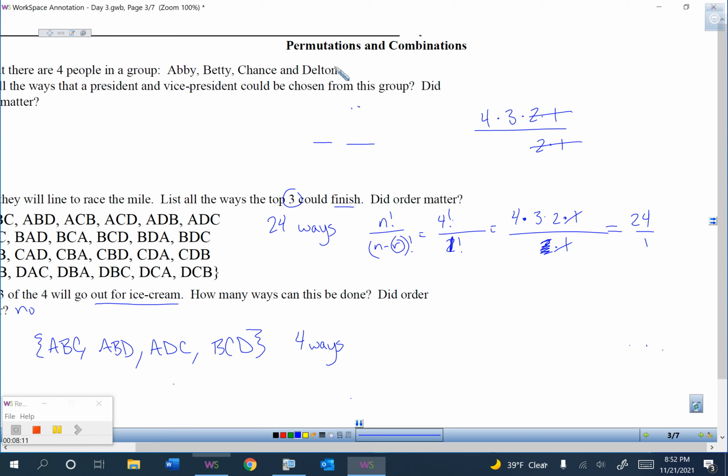Similar here, we'll see those cross out. There were 3 choices to be made, 4 times 3 times 2. So a lot of times you'll see me, if I know it's a permutation, I will just draw out my blanks and fill it out that way. Okay, let's go talk about a combination.